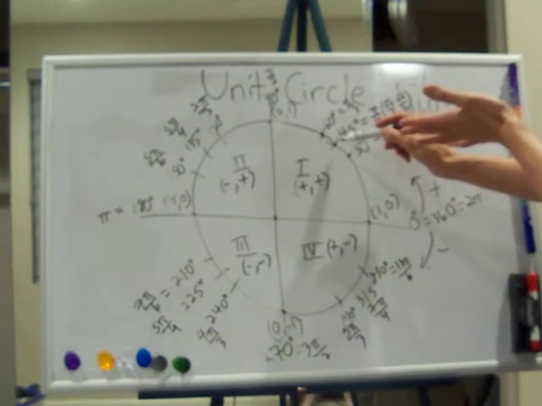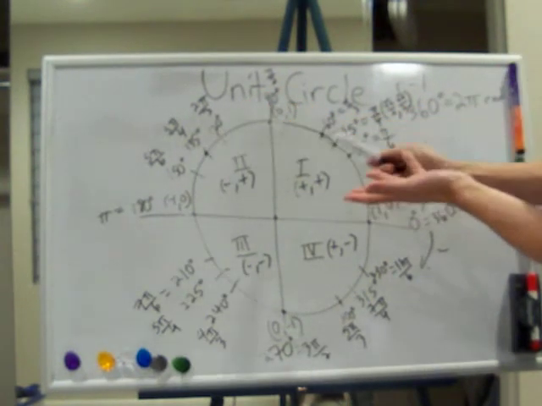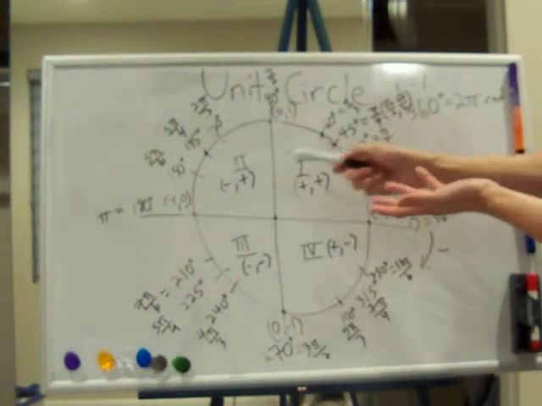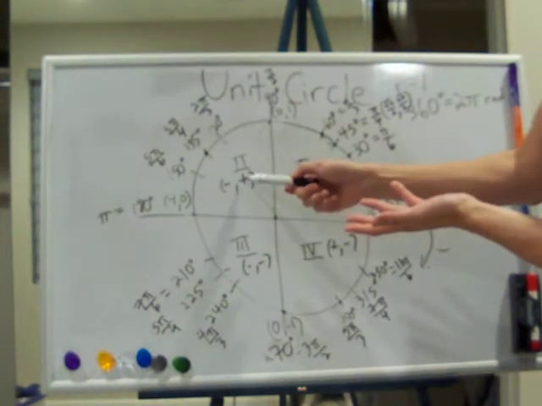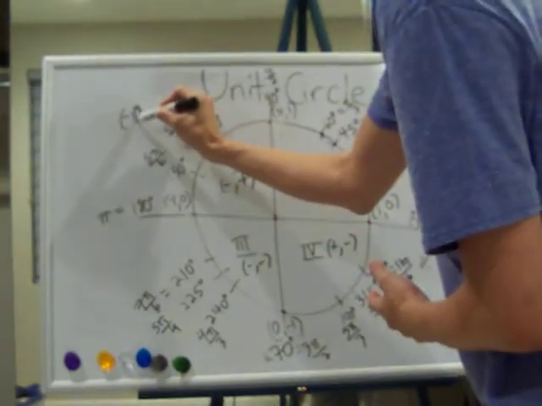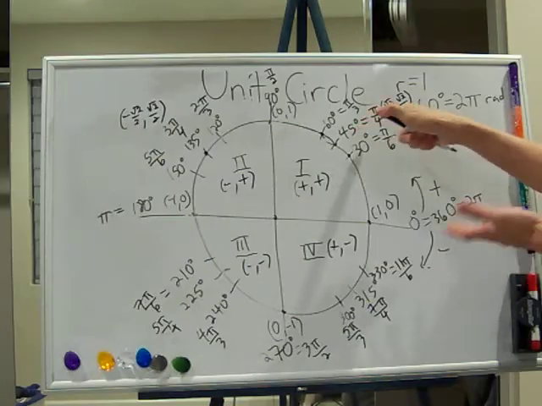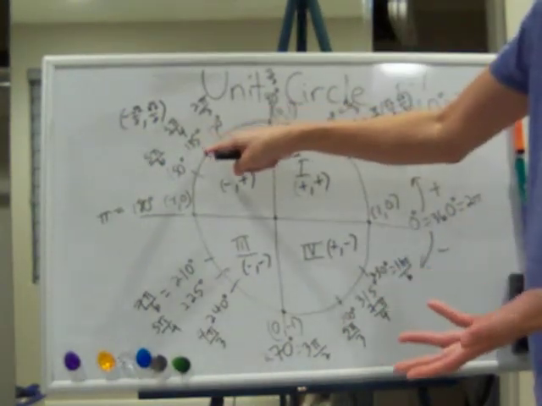So the partner for 45 degrees is 135, right? So what are the coordinates here? Well, it's not going to be rad 2 over 2, rad 2 over 2. It's going to be negative rad 2 over 2, comma rad 2 over 2, right? But that's easy, right? If I know this point, then I automatically know this point.